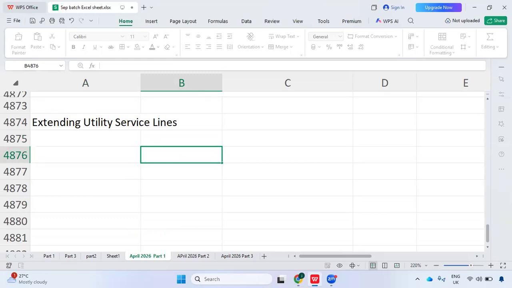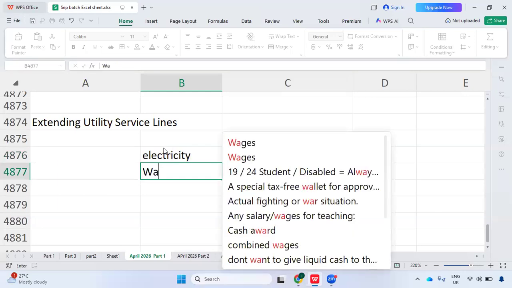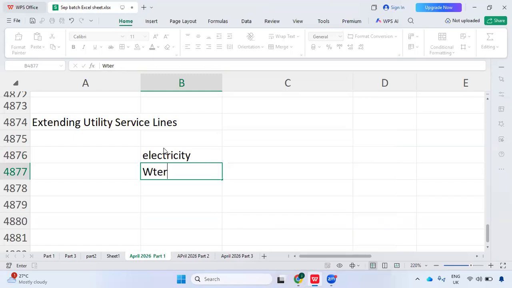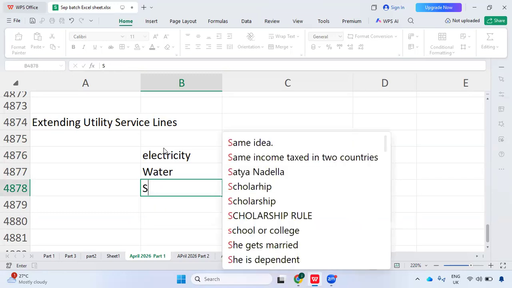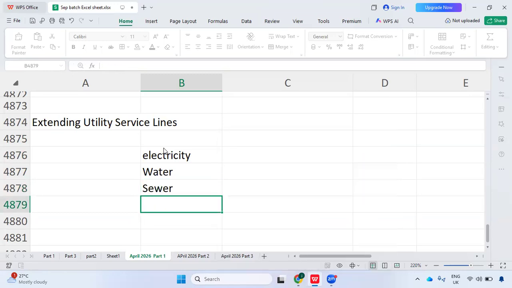Utility means, yes, what is utility in general? Like additional services. Generally electricity and water, phone bill. Yes, phones, water, and any sewer connections. So these will be part of the utilities, right?